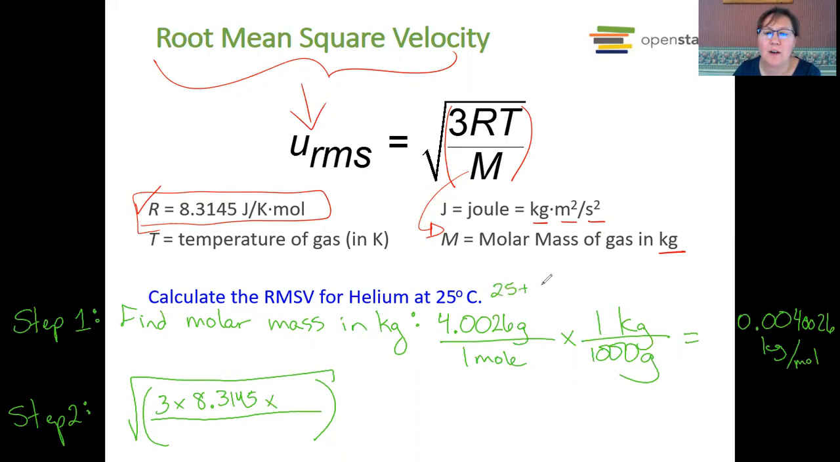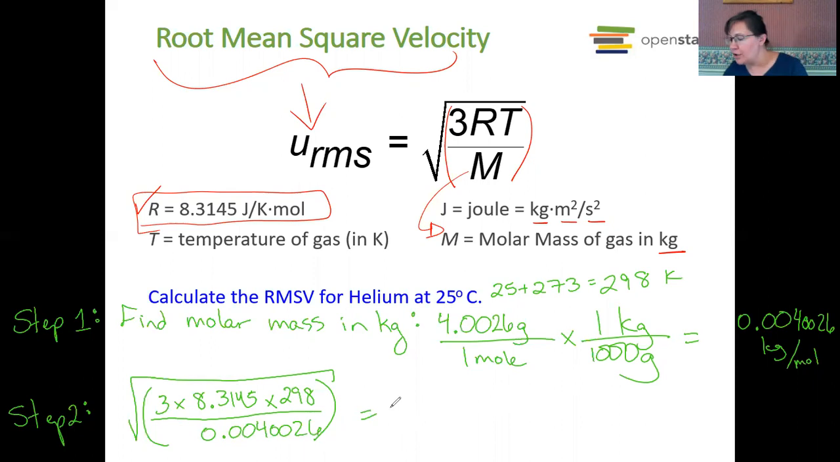So I know I need to do 25 plus 273. Okay, so 298 kelvins. And all over 0.0040026. Okay, so what I want you to do is pull out your calculator and calculate it with me while we do this, mainly because every calculator requires slightly different keystrokes in order to accomplish something like this. Make sure that you're getting the same answer I am getting.